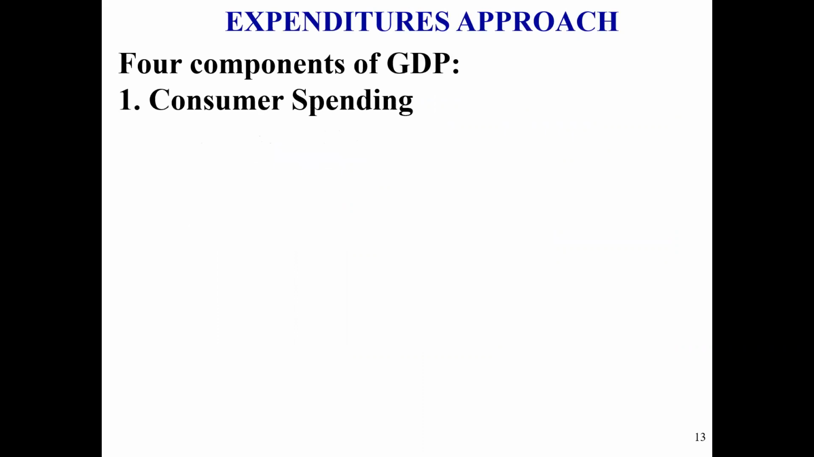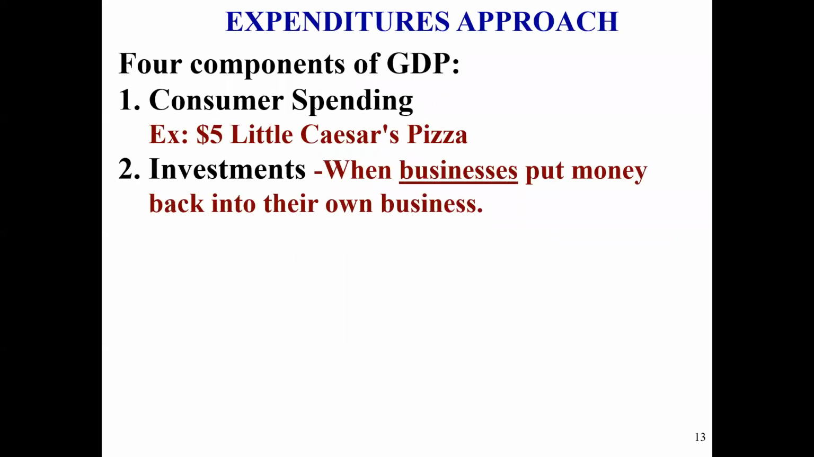All right, so we mainly use the expenditure approach. Just remember, expenditures equal income. So if GDP goes up, expenditures and income both go up. If GDP goes down, expenditures and income both go down. All right, there are four components to the expenditure: consumer spending, investment. Now remember, investment takes in new houses, inventory, and capital goods when businesses put money into their own business.